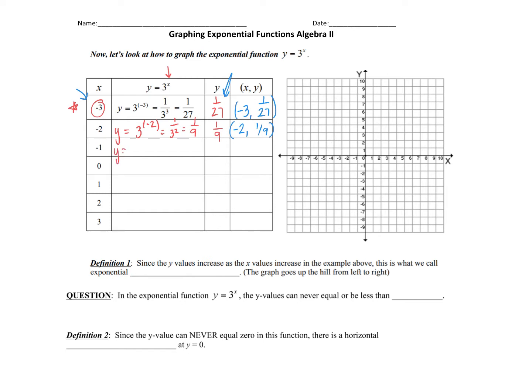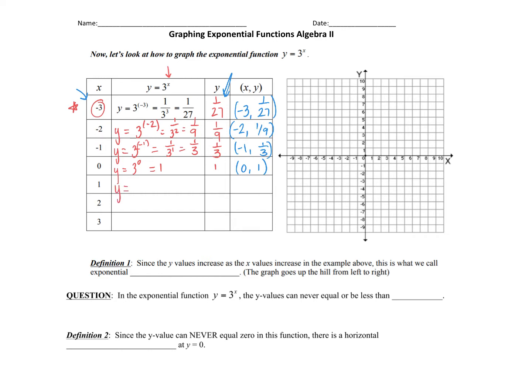So y equals 3 to the -1, and we all know any negative exponent goes to the bottom. So now we have 1 over 3 to the 1, and I know that 3 to the 1 is just 3, so my answer here is 1 over 3. So my new point becomes -1, 1 over 3. And then I'm just going to keep going. Now I have y equals 3 to the 0. We know our exponent rules: when anything is to the 0, we just get 1. So in this case, y was 1, and my point is 0, 1. Then I can just keep going.